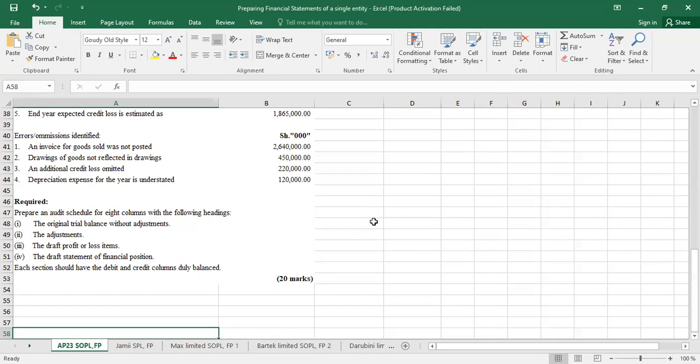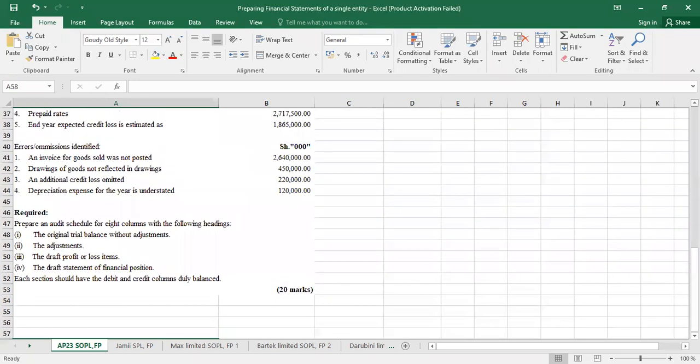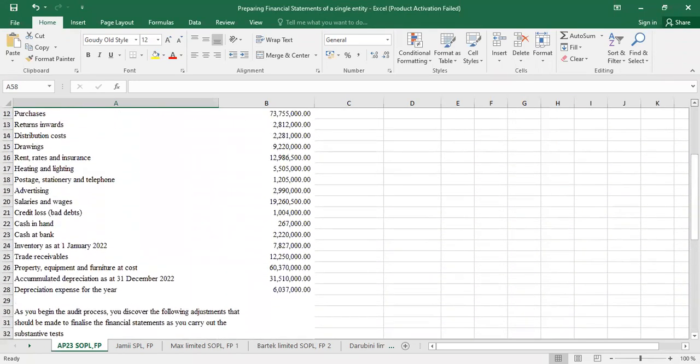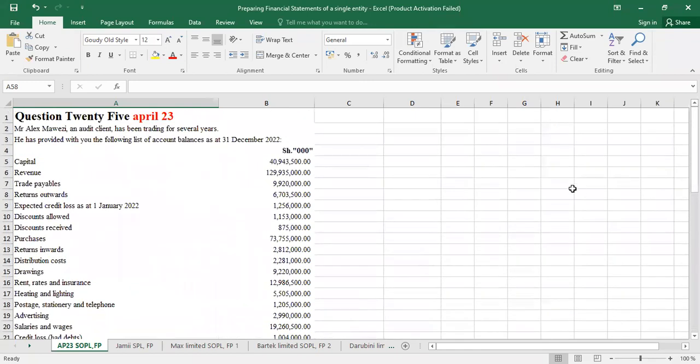So here is where the journal entries apply. Actually, you cannot prepare a trial balance without the journal entries. But since we are at an advanced level, we will not be going into creating each journal entry, writing that this journal entry goes to this one. So we'll go direct to the trial balance. We'll start with the original trial balance without adjustments.